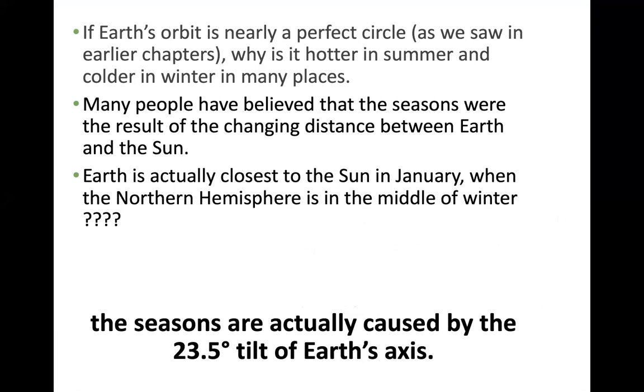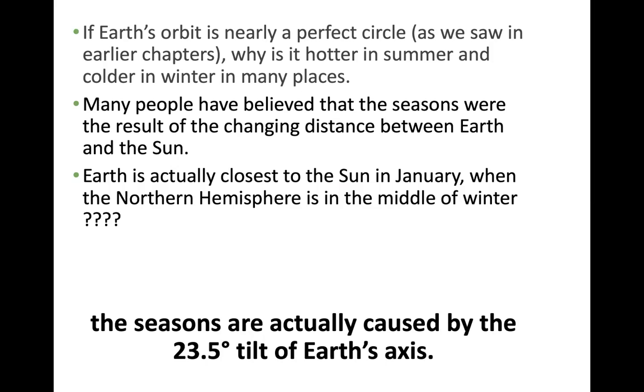Now, if you look at Earth's orbit, we used to say that it's an ellipse, but its eccentricity is very small. So we can assume that it is nearly a perfect circle, right?